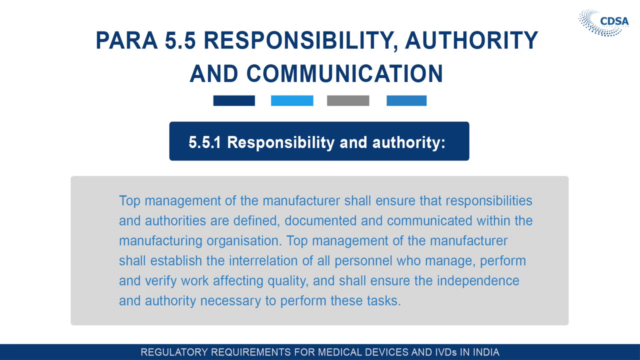5.5.1. Responsibility and authority. Top management of the manufacturer shall ensure that the responsibility and authorities are defined, documented and communicated within the manufacturing organization. Top management of the manufacturer shall establish the interrelation of all personnel who manage, perform and verify work affecting quality and shall ensure the independence and authority necessary to perform these tasks.